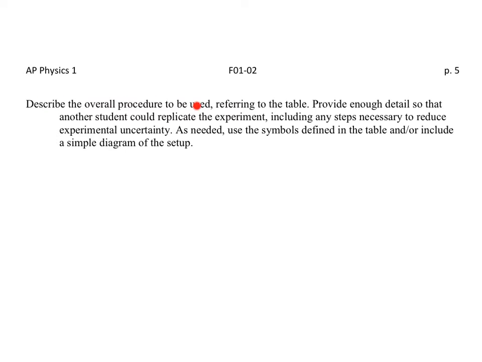Describe the overall procedure to be used, referring to the table. Provide enough detail so that another student could replicate the experiment, including any steps necessary to reduce experimental uncertainty. As needed, use the symbols defined in the table and/or include a simple diagram of the setup. And it's worth dwelling on and repeating, including any steps necessary to reduce experimental uncertainty, how we can see that our result is more valid.